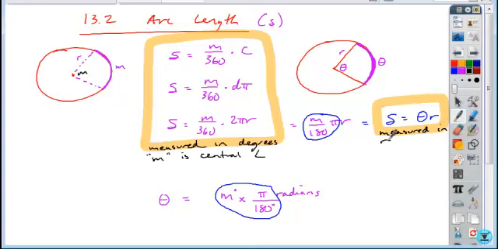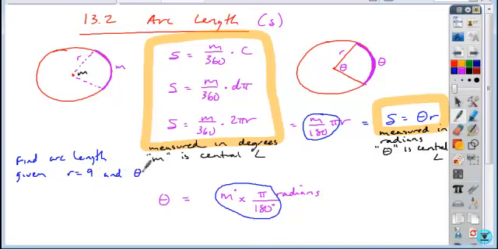So this is measured in radians, and here theta is your central angle. You can choose any of these forms depending on what they give you in the problem. So if they ask you to find arc length given r equals 9 and the angle measure is 50 degrees, which of these should you use? The degrees or the radians? Degrees. They give you degrees, right?